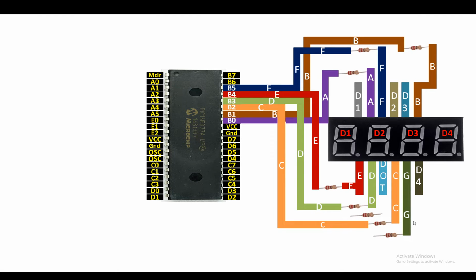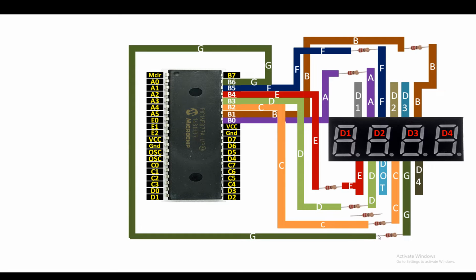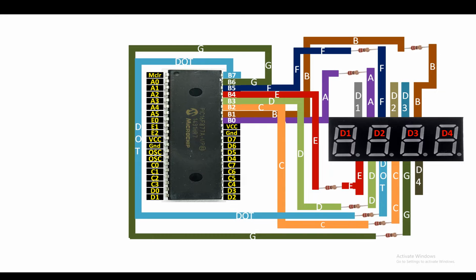Then for the G pin, connect it to one end of the 220 ohm resistor like this. Then from the other end of the 220 ohm resistor, send it to pin number B6. Then for the dot pin, connect it to one end of the 220 ohm resistor. Then from the other end of the 220 ohm resistor, send it to pin number B7 like this. In this way, our 7 segments are connected.